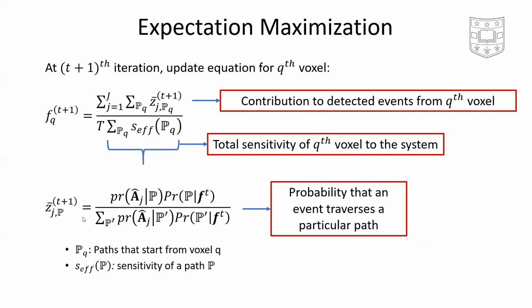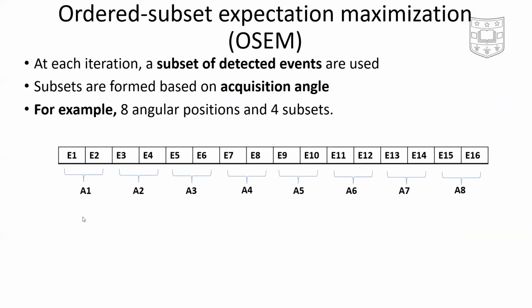However, for each iteration, we need to calculate z bar for all paths and all events and sum them up, which is computationally expensive. Thus, we implement an ordered subset approach. In ordered subset, at each iteration, we only use a subset of the detected events. We formed the subset of events based on the angles at which the events are acquired.